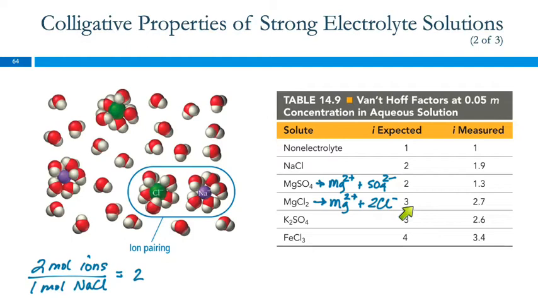Here's our expected Van 't Hoff factor and the actual. What's going on? Well, it's ion pairing. So when you get ions that pair like this, they act like one particle, and so that reduces the effective number of particles in the solution. For FeCl3, there's 4 particles.